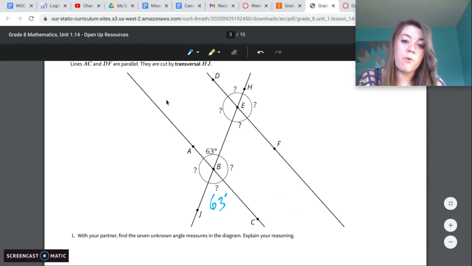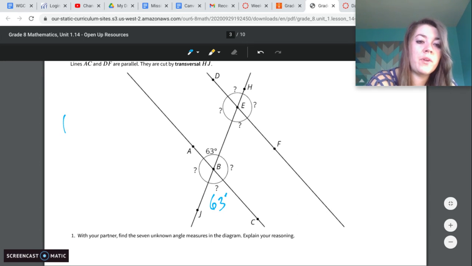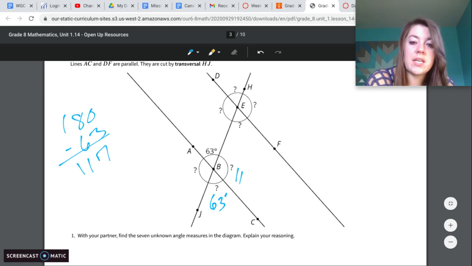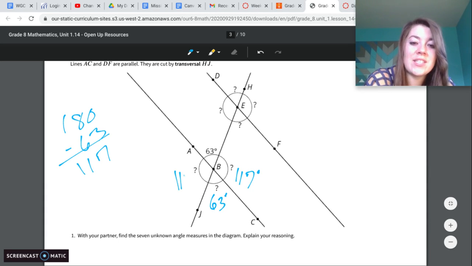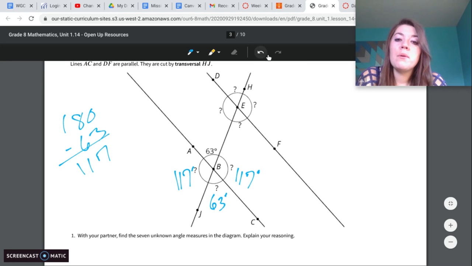Now, 63, so ABE and CBE are what? They're supplementary angles. They form a line. So 180 minus 63 gives us 117. Now, can we find this angle over here now? Yeah, we can. It's the 117 again because vertical angles. Now, how are we going to find the angles up here?